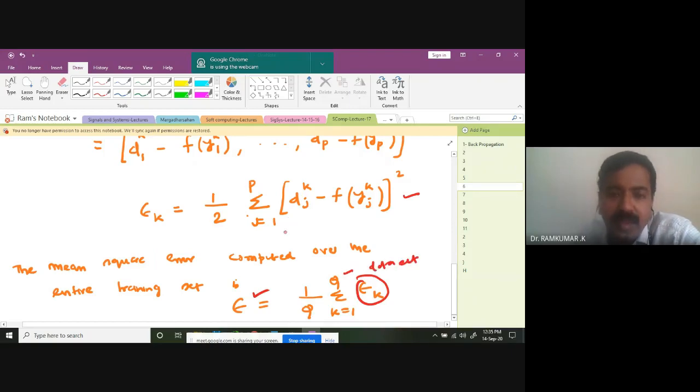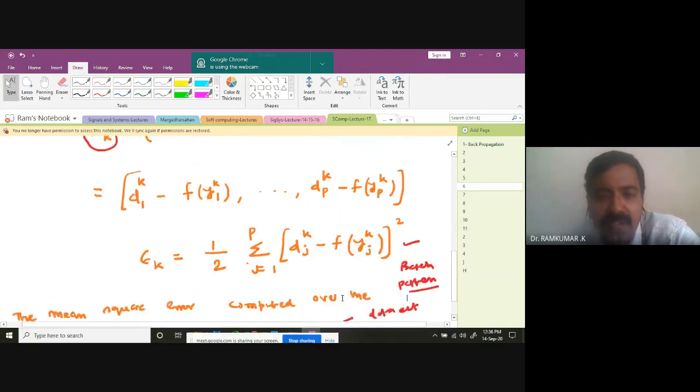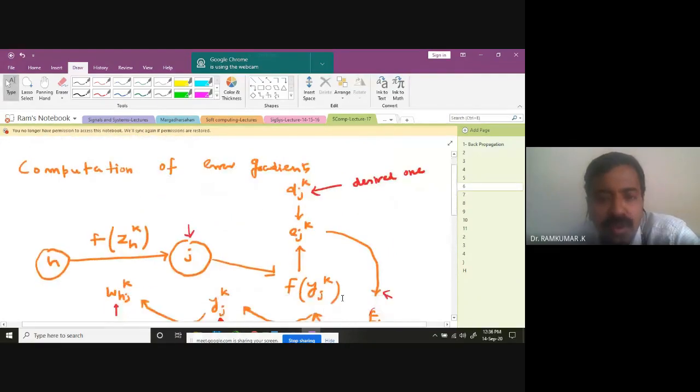So we can update the weights in two modes. One is the batch mode, another is the pattern mode. Pattern mode means we give one pattern, you collect the error, and then you update the weight, and then you do it for the second pattern and update the weight. But in batch mode, you give all the patterns one by one, accumulate all the error, and then you update the weight finally. You understand the difference. So you can do it in two ways.